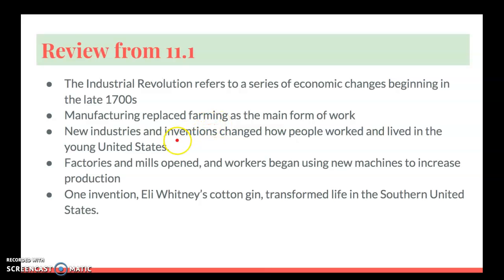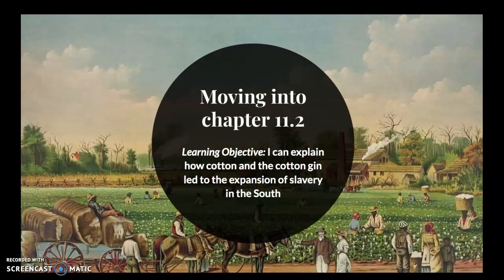So new industries and inventions, the kind that you're researching right now, changed how people worked and lived in the young United States. We have factories and mills open, and the workers employed in those factories and mills began using new machines to increase production, meaning they're making more products or making the same product in larger quantities. But one invention really stands out from this era. It is Eli Whitney's cotton gin. When we say gin here, that is slang. It means engine, cotton engine, but we say cotton gin. The cotton gin transformed life in the southern United States.